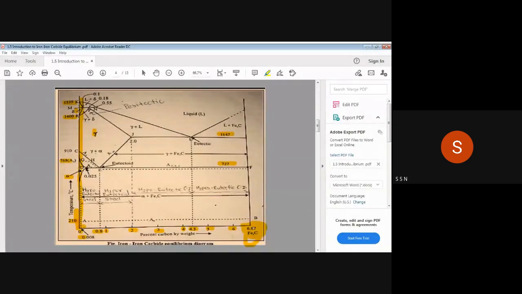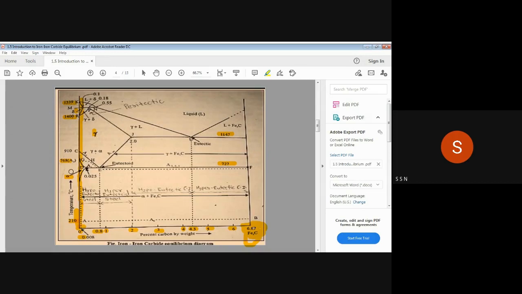Only for the pure iron. Only for the pure iron, 0% carbon is there. For pure iron, different phases are occurring: alpha, beta, gamma, delta. Like that, 4 phases will be there. But we are observing in the iron carbon diagram only these 3 phases. Importantly, alpha, gamma, and delta.